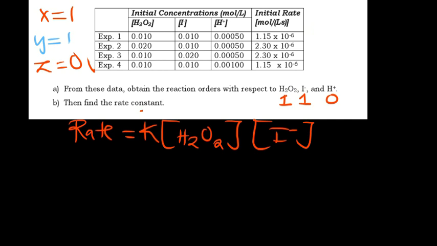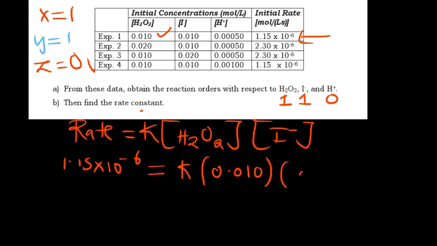Let me go for experiment 1. Our rate there was 1.15 times 10 to the power negative 6 for experiment 1. And then our K is what we're trying to find. H2O2 was 0.010. Iodide was also 0.010. So our goal is to find the value of K.